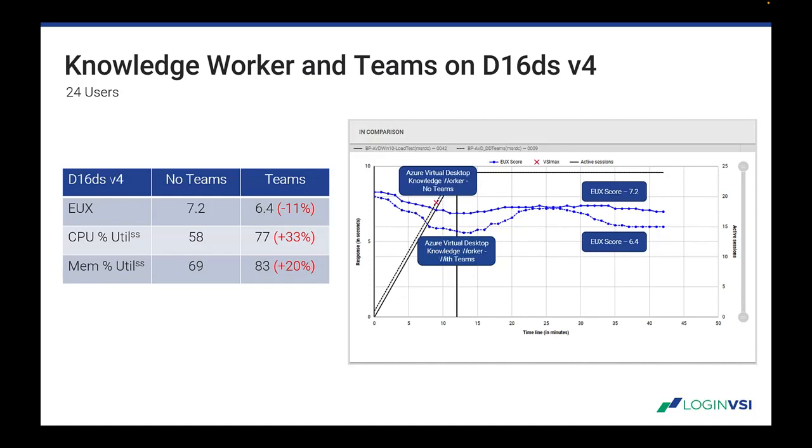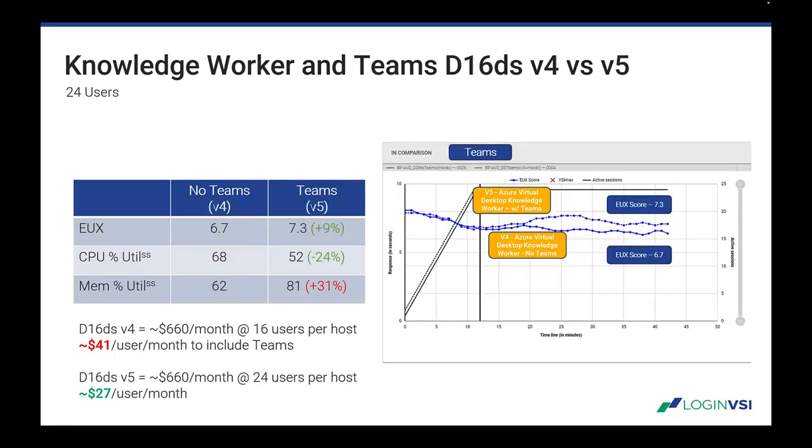And you can see the CPU utilization is also quite a bit higher. We go from 58% to 77%. Memory as well. So you can see a 33% CPU increase and a 20% memory increase, which is pretty consistent with the numbers we saw on the last slide for Citrix guidance. So now that we have taken a look at that and understand what happens on a D16DS v4, what happens when we upgrade to a new machine instance that has more power to it?